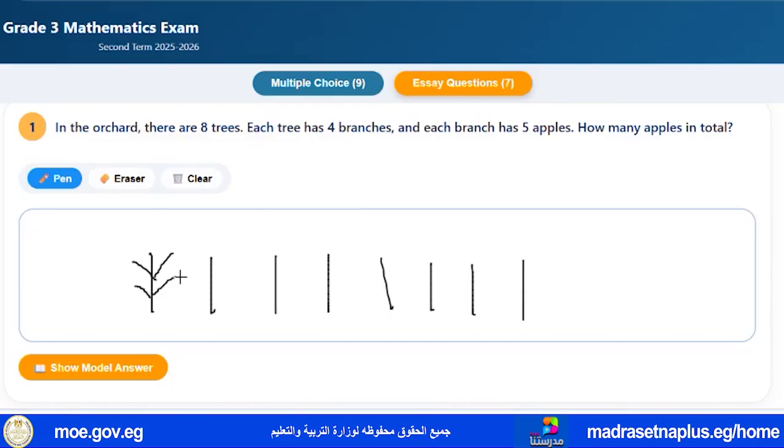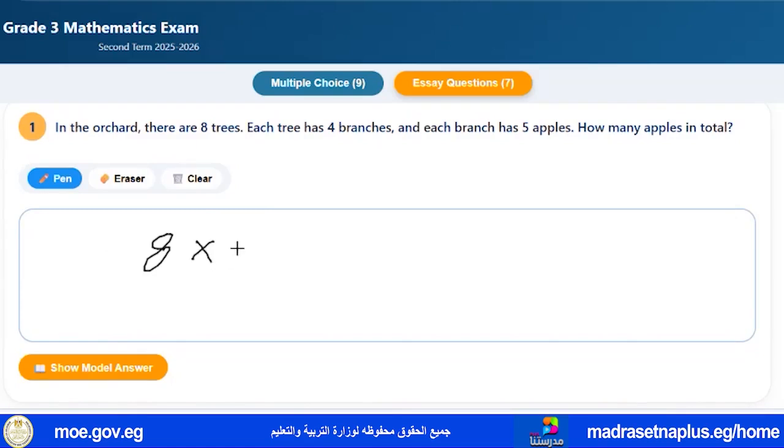You can do the same for all. And each branch has 5 apples: 1, 2, 3, 4, 5. You can do the same for all. What does that mean? That means we multiply by 4 and again by 5. So the problem equals 8 times 4 times 5.